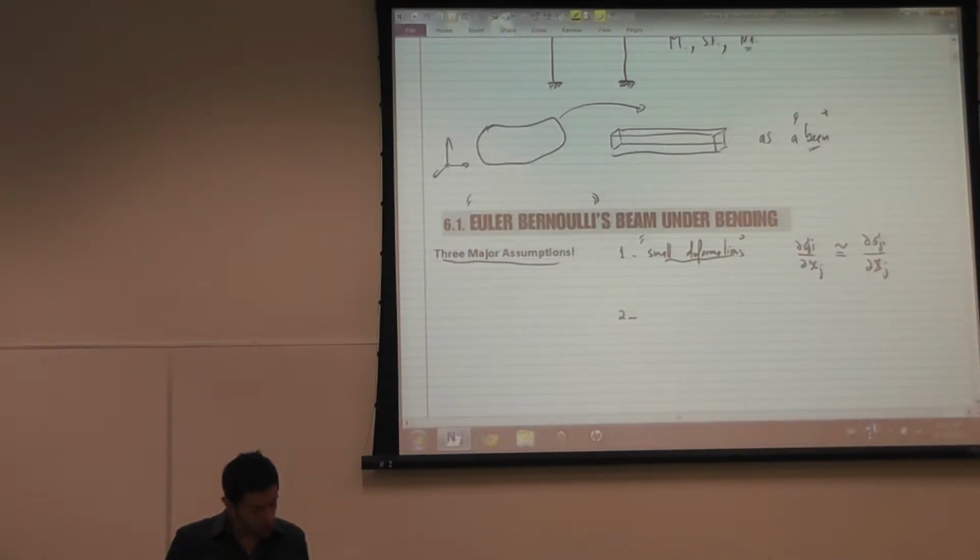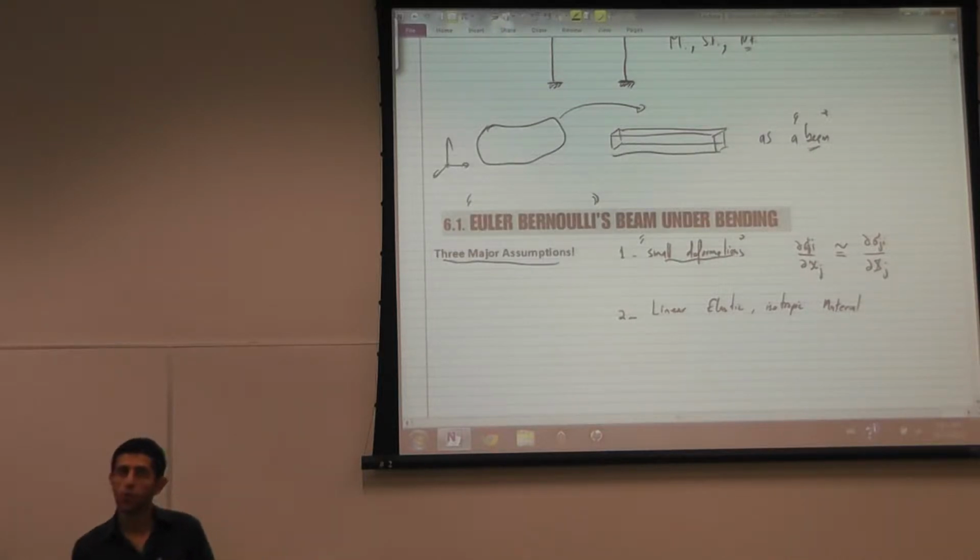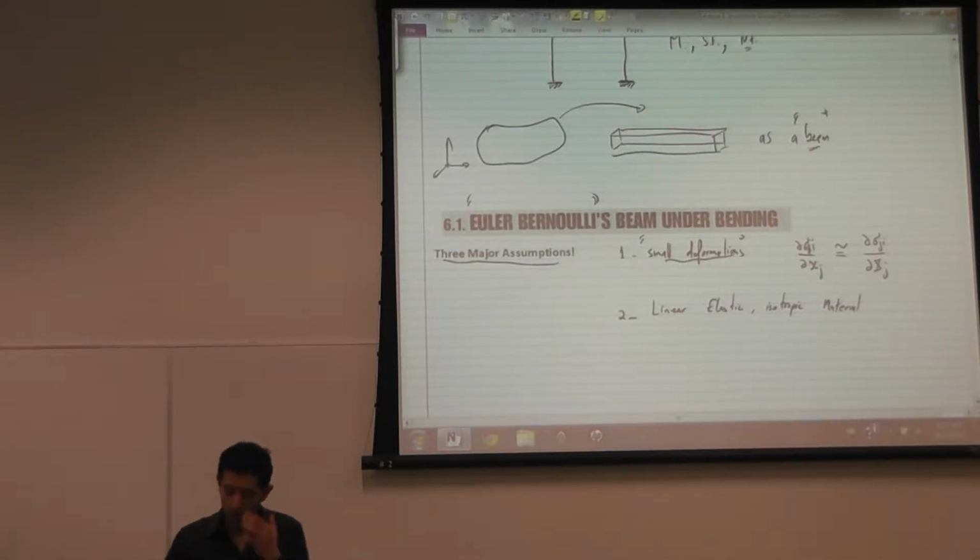Okay, so the small deformations. The second of the other assumptions that we use when we perform a beam analysis is we usually assume that it's a linear elastic and isotropic material. Now, of course, you can analyze a beam that's not linear elastic isotropic under the same assumptions, but for what we are going to study here, we're going to assume that it's a linear elastic isotropic material.